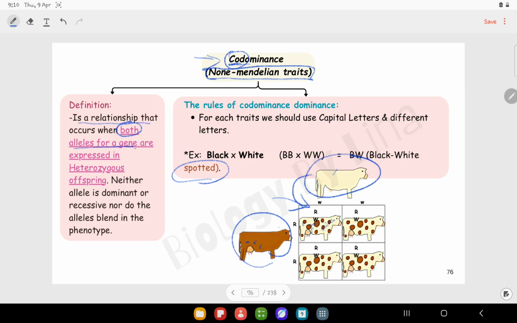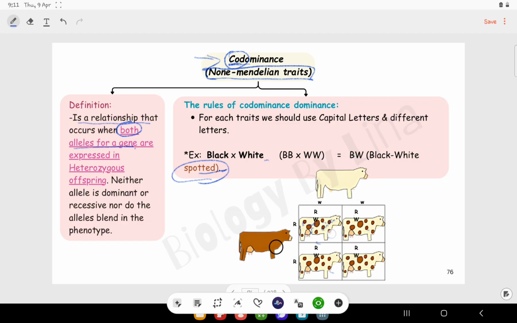We don't blend or mix both the parents together. It's not intermediate or in between the two parents, but here both of them express themselves. For example, when we talk about incomplete dominance, if we cross black with white, it will appear gray. But here, black with white will appear black-white spotted. So it's very important to know if the question is asking about incomplete, complete, or codominance.